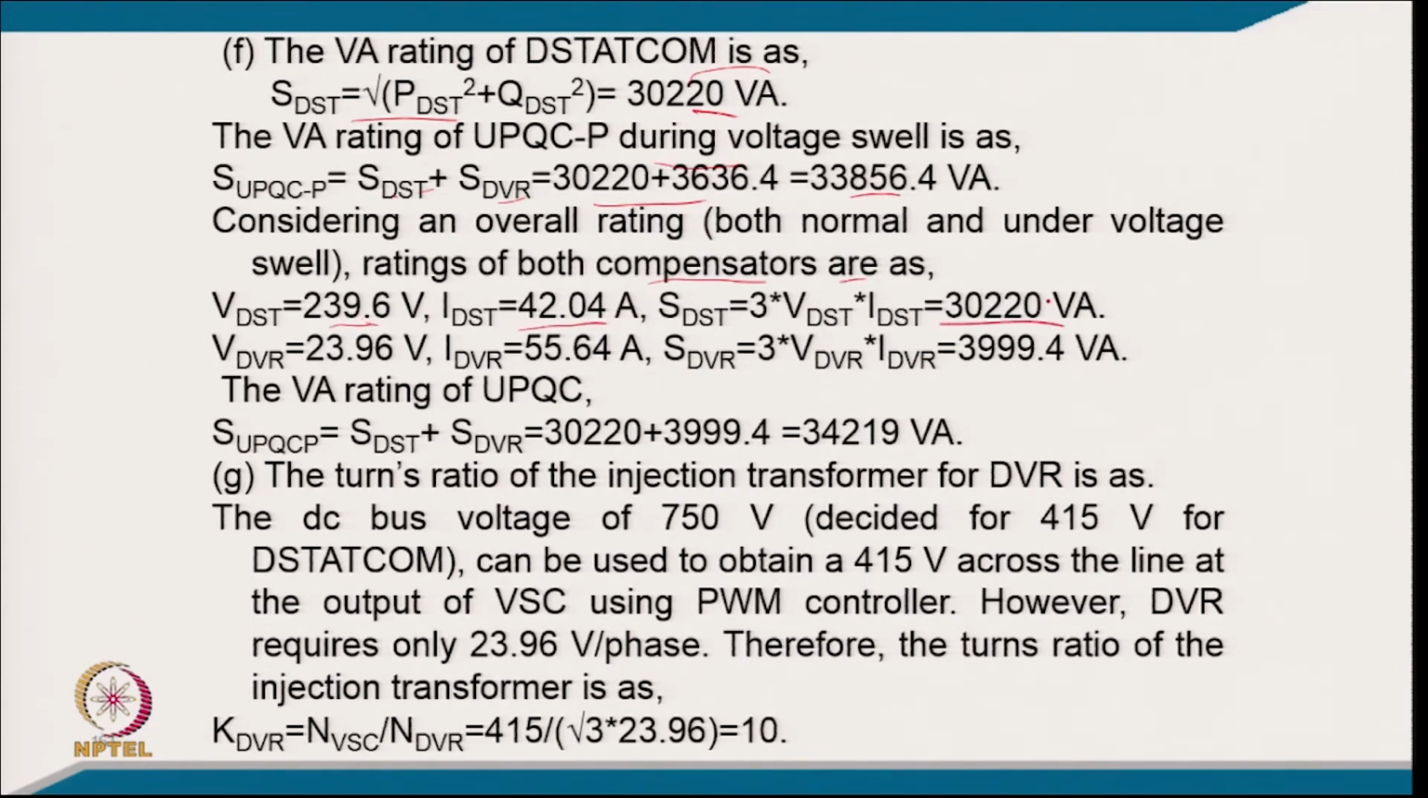So, the VA rating comes to 30.22 kVA, and the DVR voltage rating is 23.96, current rating 50.64. So, the VA rating comes to 39.99 kVA, and the overall rating is the sum of both, which comes to 34.22 kVA. So, the turns ratio of the injection transformer now corresponds to a DC bus capacitor of 750 volt for 15, and the D-STATCOM can obtain 415 across the line of this.